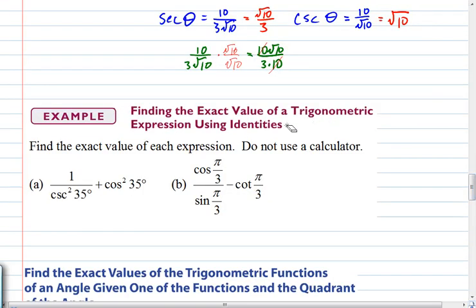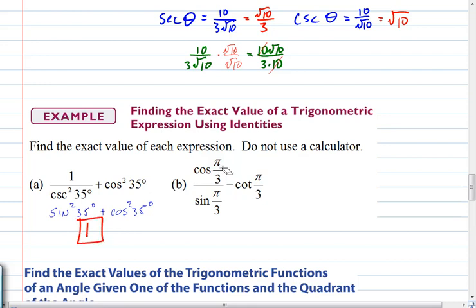Finding the exact value of a trig function using identities. Because we see squares here, I'm thinking I probably want to use a Pythagorean identity. We have sine squared plus cosine squared equals 1. Well, 1 over cosecant is sine. So this would be equivalent to sine squared 35 degrees plus cosine squared 35 degrees. And by the Pythagorean identity, that is equal to 1.